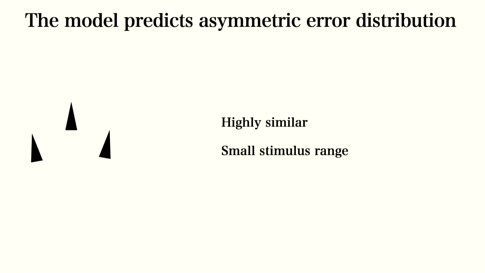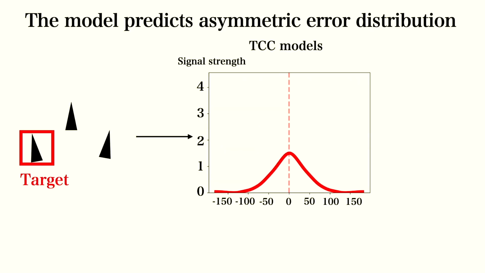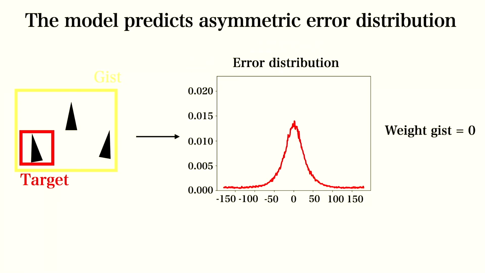As you can see here, all three stimuli are very similar to each other and have a small range. And if we choose the left item as target, now we get its TCC function. And then we can get the TCC function of the gist level representation by summing our item TCC functions together. And you can see that they are ultimately very similar, and we get a strong gist representation. And if we simply ignore the gist and only use item-based representation, we'll get the typical error distribution in working memory tasks that looks symmetrical and there's no bias.